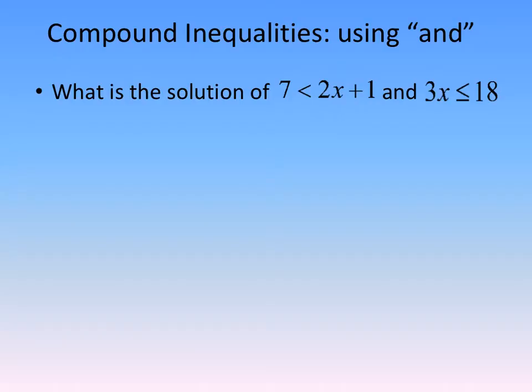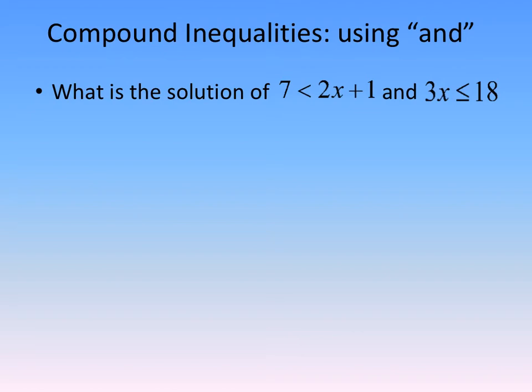Some compound inequality time. So we're using and. 7 is less than 2x plus 1, and 3x is less than or equal to 18. Basically, guys, what we have here is like a 2-for-1 problem. Everybody loves a 2-for-1 special. You know what I'm saying? So we're going to solve that first one.